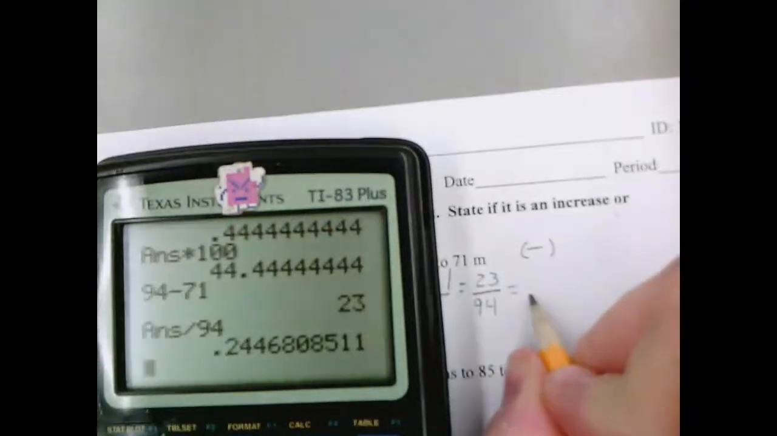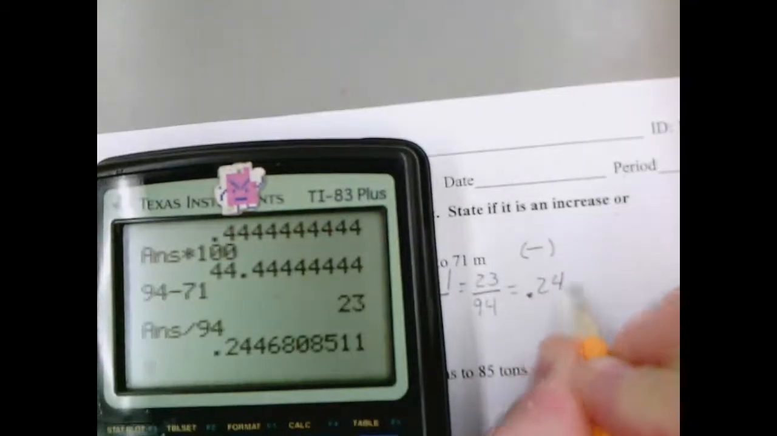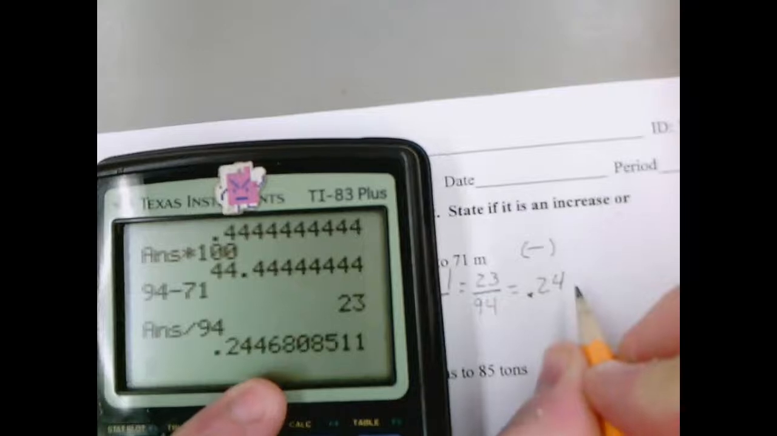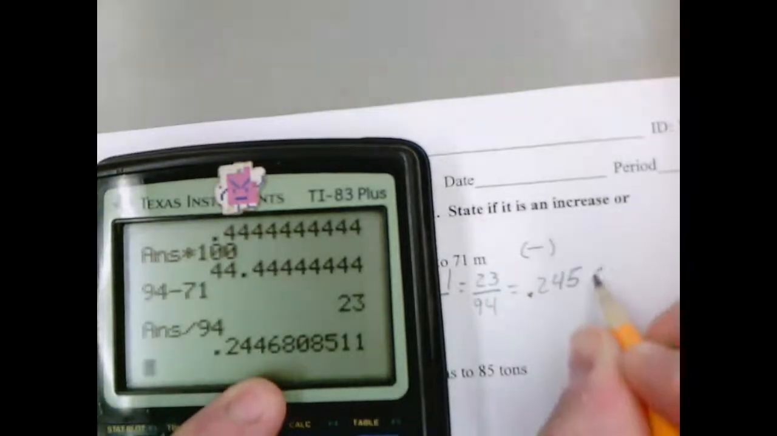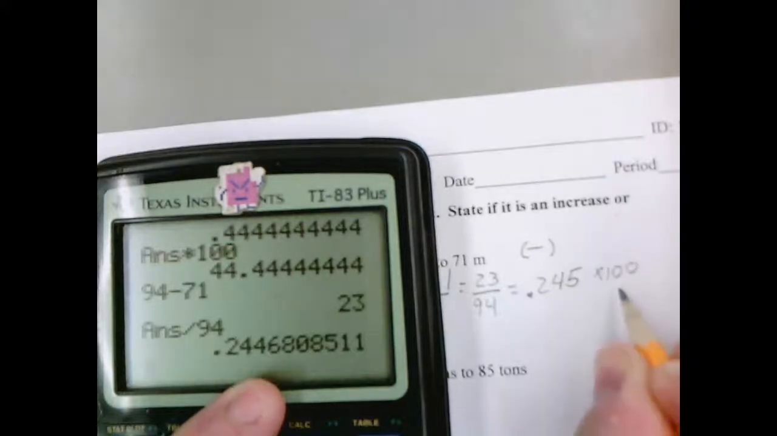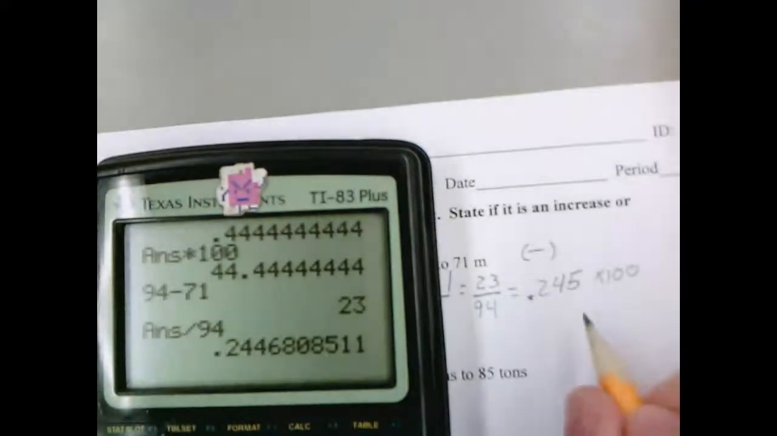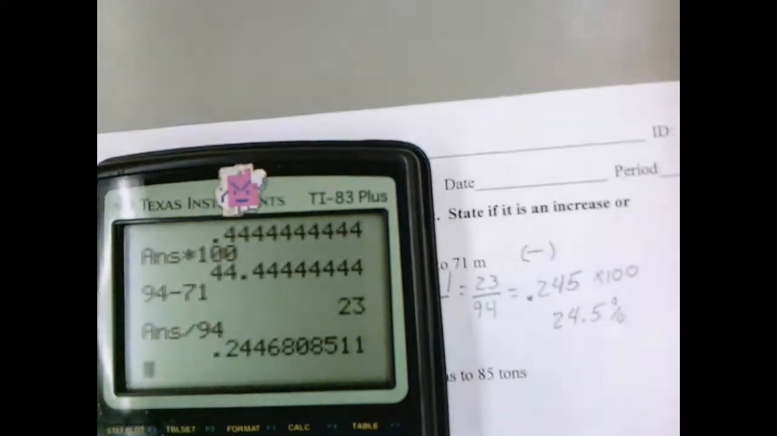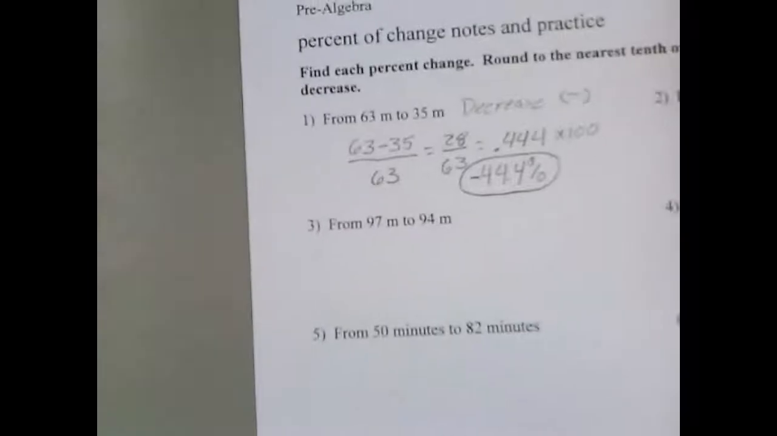And you're going to get 0.24. We'll round it to the nearest thousandth, so that'll be 0.245. And then I'm going to times it by 100 to convert it to a percent. And when I times that by 100, I will get 24.5%. I'm done.